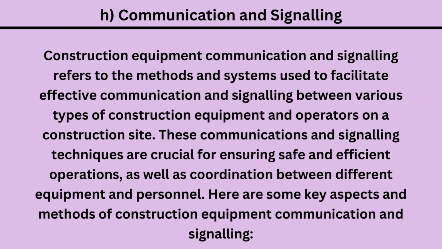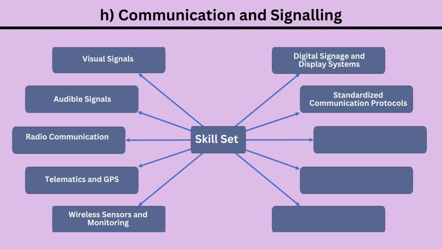H. Communication and signaling. Construction equipment communication and signaling refers to the methods and systems used to facilitate effective communication and signaling between various types of construction equipment and operators on a construction site. These communication and signaling techniques are crucial for ensuring safe and efficient operations, as well as coordination between different equipment and personnel. Here are some key aspects and methods of construction equipment communication and signaling. 1. Visual signals. 2. Audible signals. 3. Radio communication. 4. Telematics and GPS. 5. Wireless sensors and monitoring. 6. Digital signage and display systems.